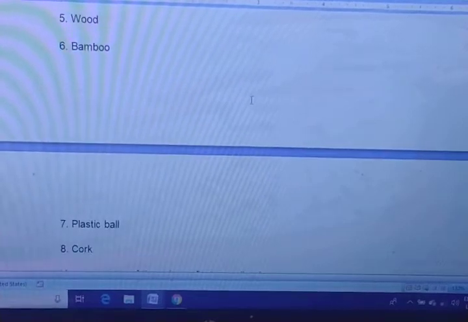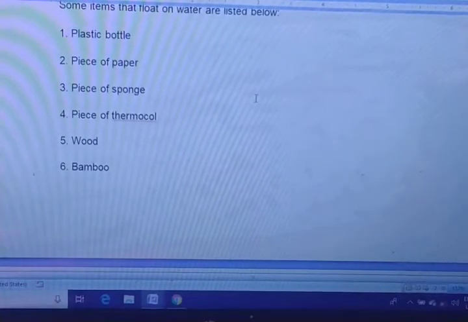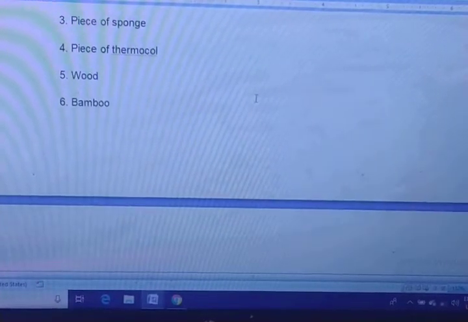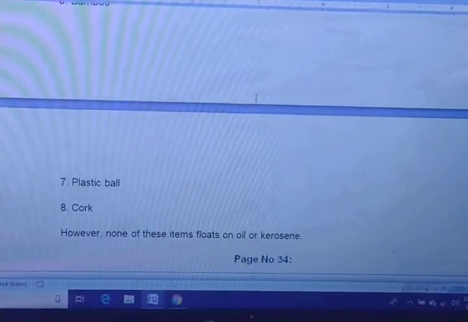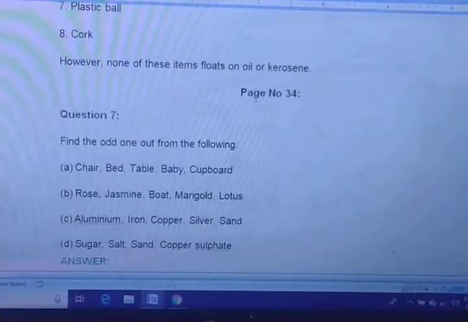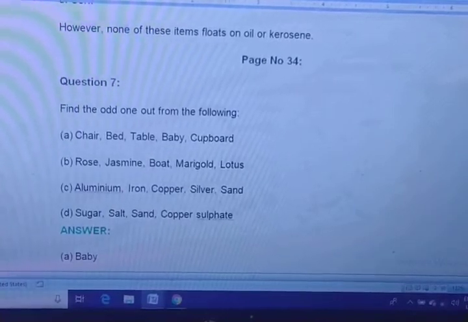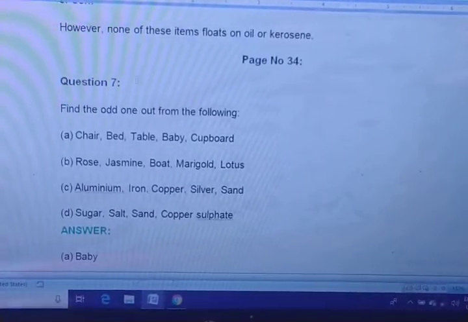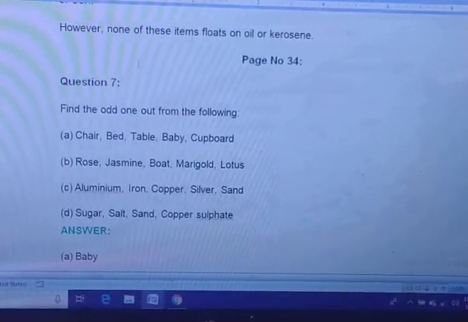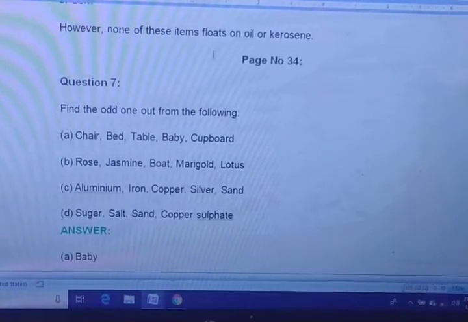So these are all 8 items you can see: plastic bottle, piece of paper, piece of sponge, piece of thermocol, wood, bamboo, plastic ball and cork. These all float on water. However, none of these items float on oil or kerosene. So the question was, do these objects float on kerosene and oil also? The answer is no, these objects can't float on oil or kerosene.